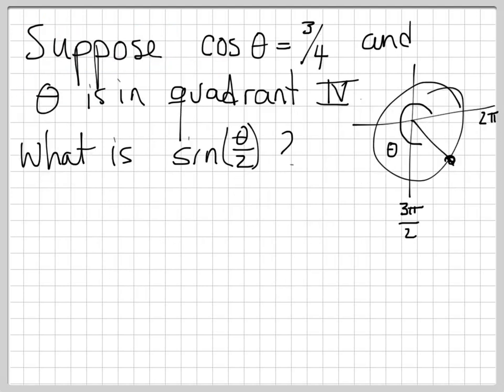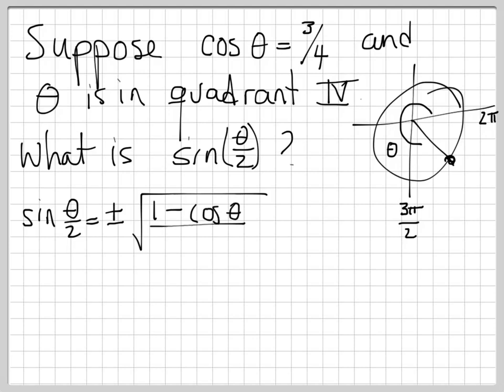Now we've been doing a lot of work with different quadrants, and so here's one that involves solving a triangle. Suppose cosine of theta is 3/4, and theta is in quadrant 4. What is sine of theta over 2? So you don't know the angle now, but we do know that sine of theta over 2 is plus or minus the square root of (1 minus cosine theta) over 2.